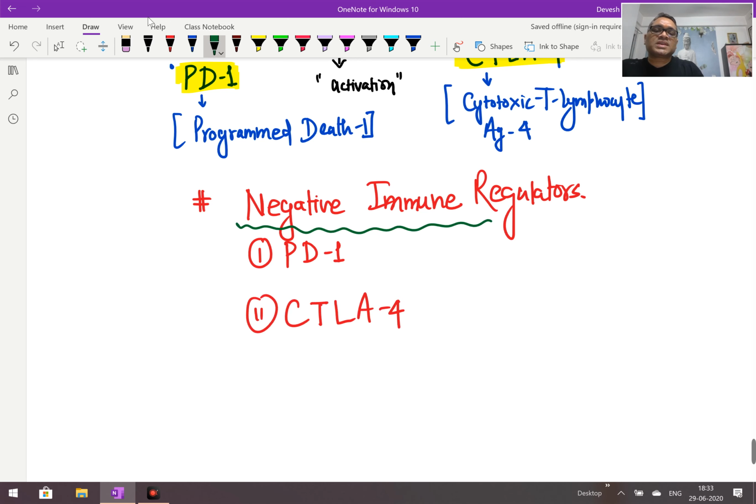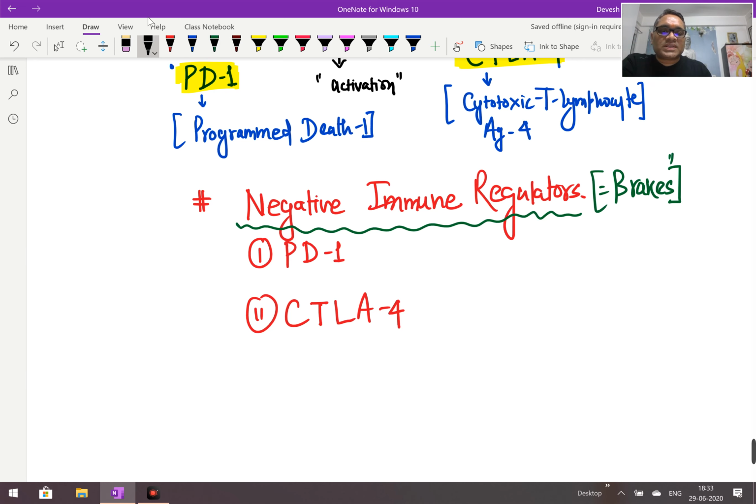As I said, these negative immune regulators are also known as brakes of the immune system or brakes of the T cell activation. So in simple words we can say that these are the brakes of the T cell activation. So when they are present, they will not be allowing T cell activation. How? Now we will understand one by one.